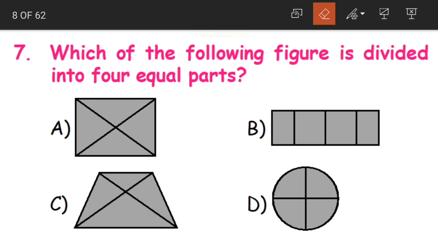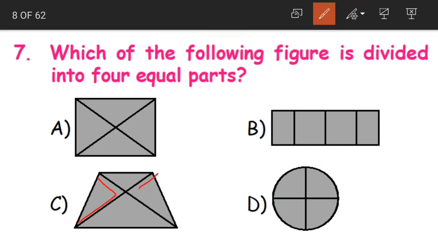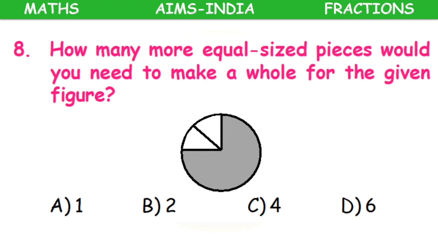And even option C, by looking at it only we can say that it is not divided into equal parts. So now the only option left is option D. And even if you observe, all of them are divided into equal parts, children. The whole figure is divided into 4 equal parts. So option D, circle, is our correct answer.